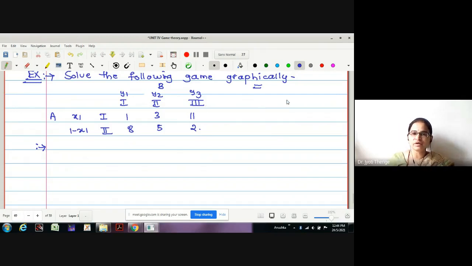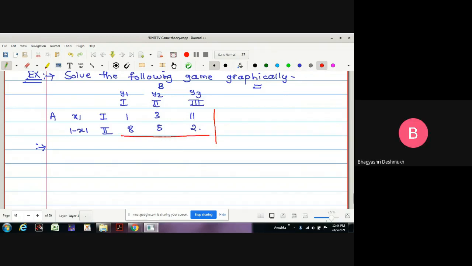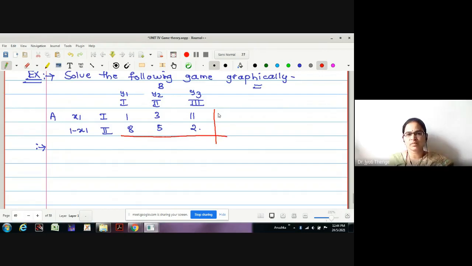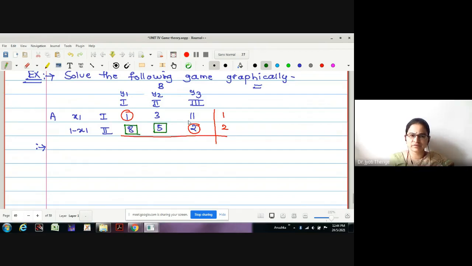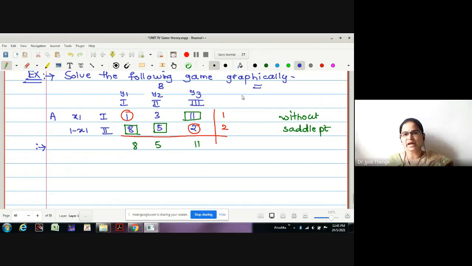What is the method we were following for finding the saddle point? Find the row minima first. What are the row minima? 1, 1 and 2, 2. Then the column maxima. What are the column maxima? 1, 8, 5 and 11. Right? Therefore, no element is in common to row minima and column maxima. Therefore, this is the game without a saddle point. Therefore, we have to solve it by the graphical method.